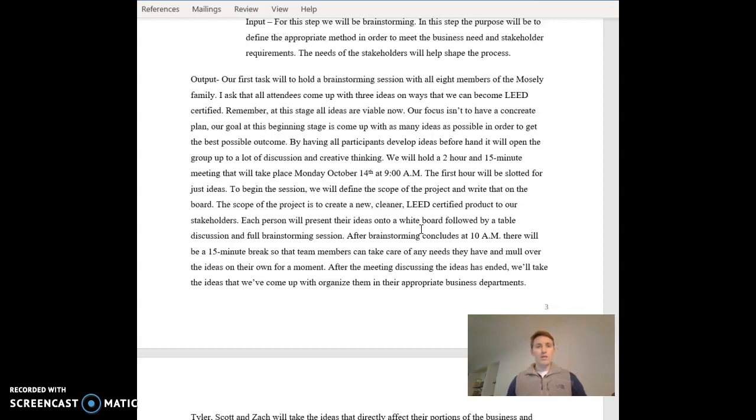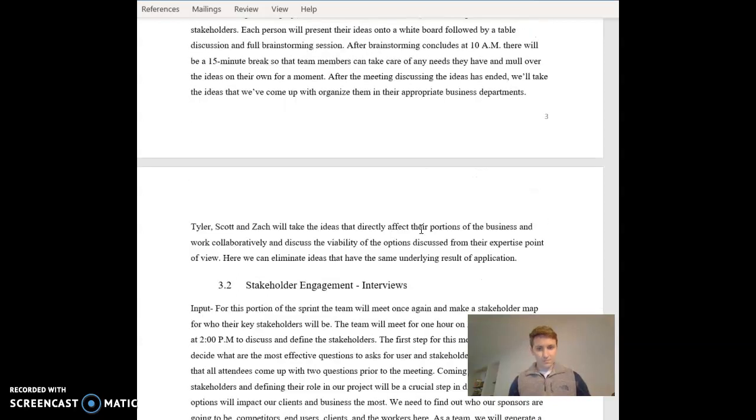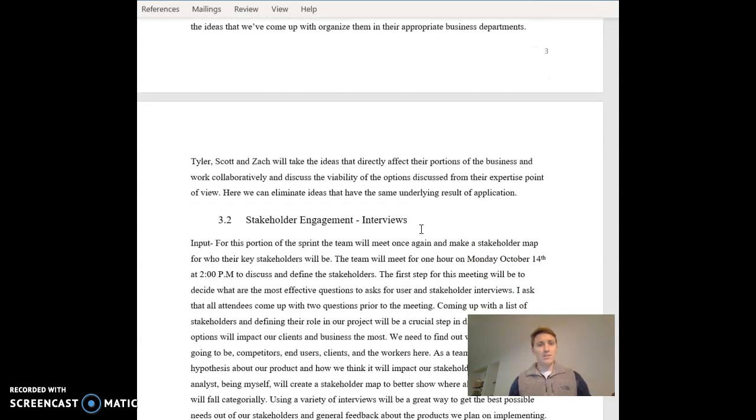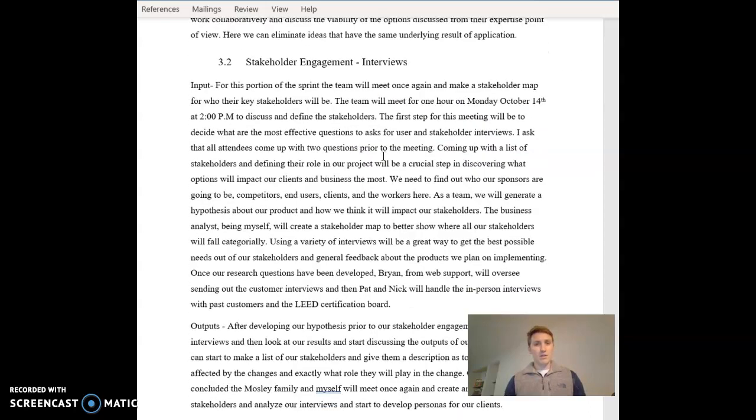The first hour, we're really going to discuss and throw out any idea that we can think of that will help us get LEED certified and help us achieve our goal. No idea is off limits at this point in time. Then the second hour, we're going to come back in and rehash all those ideas, combine the ideas that are the same, or rework those ideas to make a more plausible solution. As you'll see in this step, I have it laid out who is going to be taking a little bit more responsibility on those portions of the project.